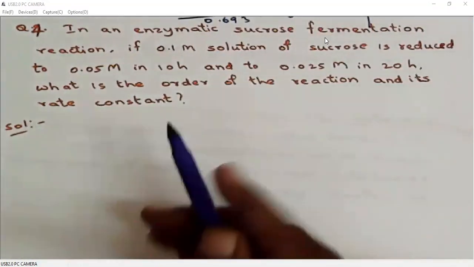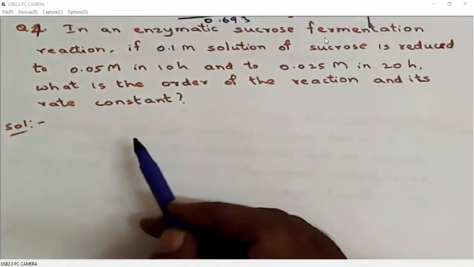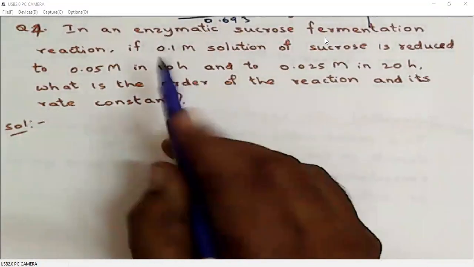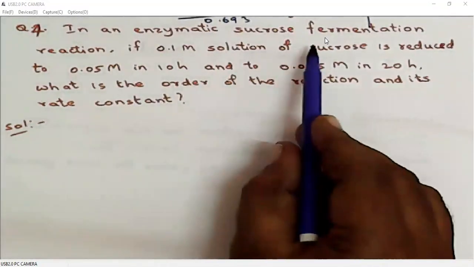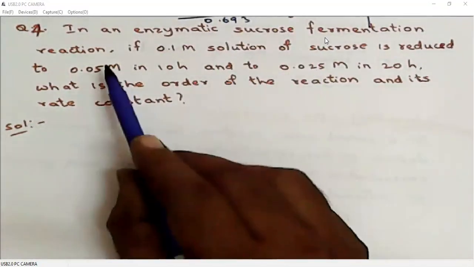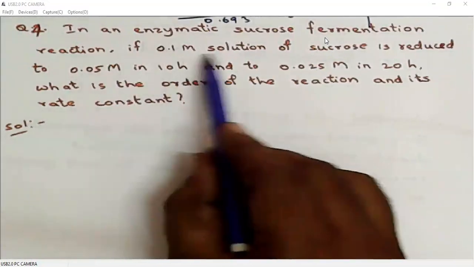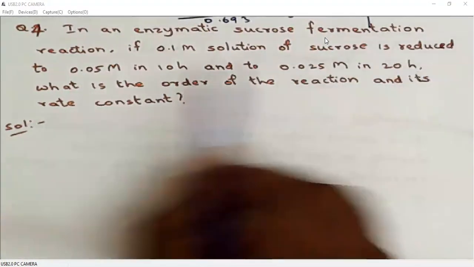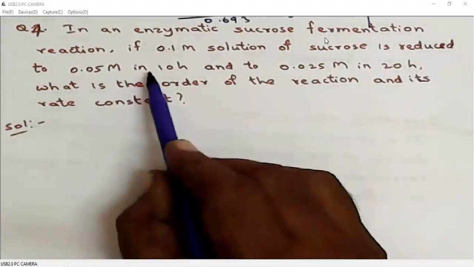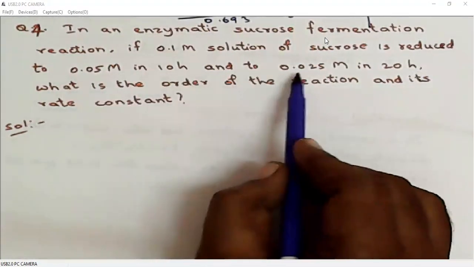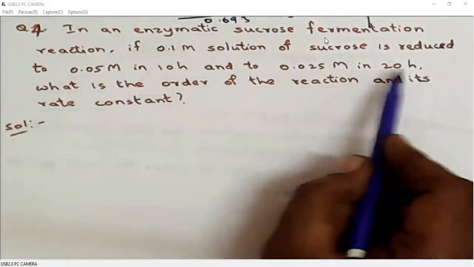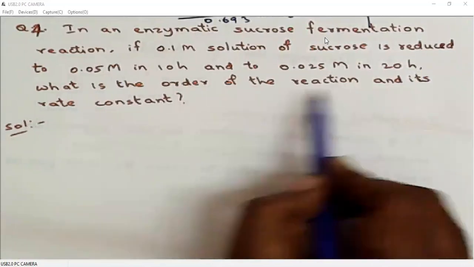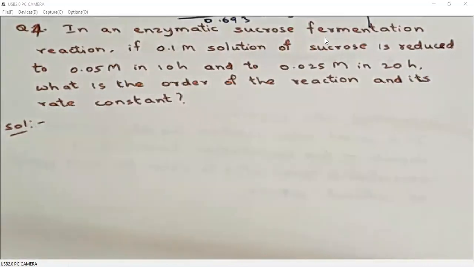We were discussing the problems on first order integrated rate expression. Now we will see this problem. In an enzymatic sucrose fermentation reaction, if 0.1 molar solution of sucrose is reduced to 0.05 molar in 10 hours and to 0.025 molar in 20 hours, what is the order of the reaction and its rate constant?